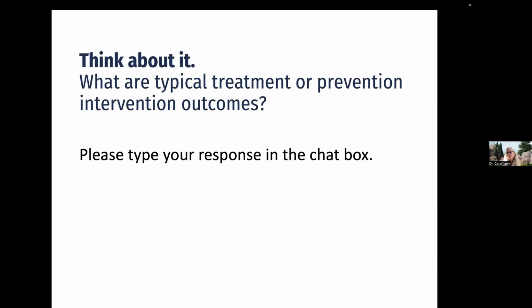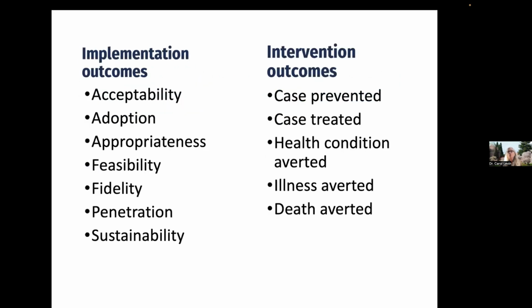Now, what are typical treatment or prevention intervention outcomes? And I'm making a clear distinction between these because this is where we often find challenges when economists are working with implementation science researchers. So intervention outcomes are typical public or global health interventions at the clinic or community level. They may include those on the right-hand side, typically cases prevented, cases treated, a health condition, an illness averted, a death averted. Hybrid implementation research often collect both.